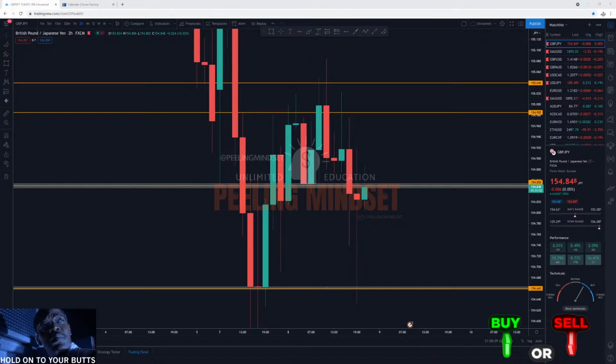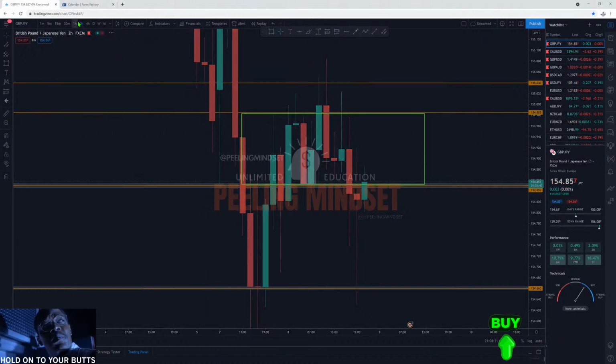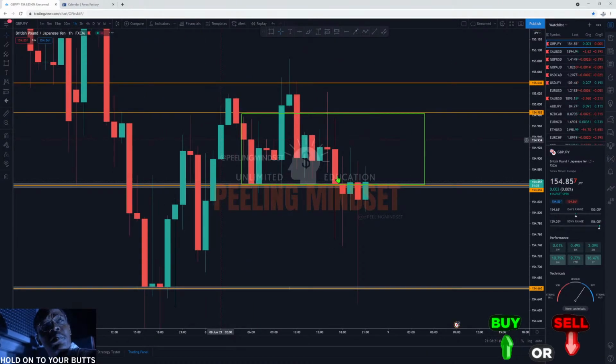Let me see if I can draw the range for you guys. This range. Sorry about that. This range right here. And that is not only a 2-hour sort of range, that is a 1-hour range as well. Look at this. That is a clear 1-hour range. Look at this. Okay, and the current 1-hour candle is doing something similar to the previous 1-hour candle.